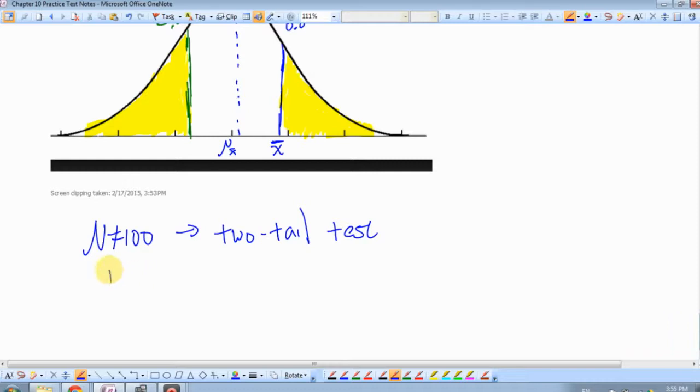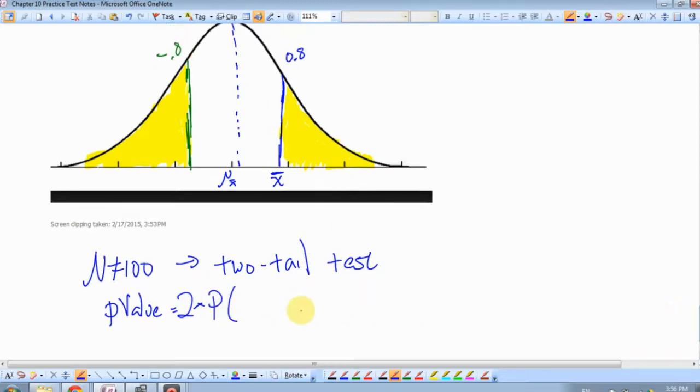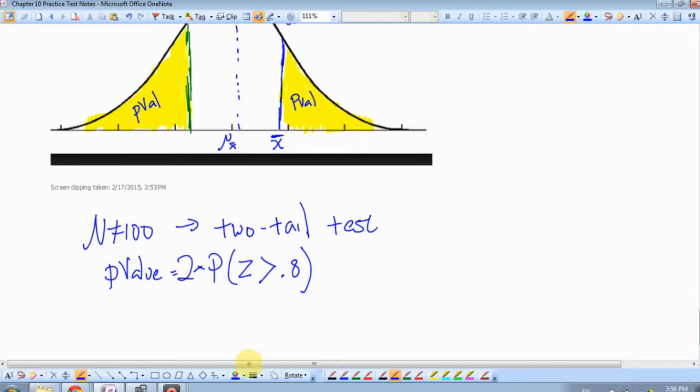So the p-value is going to be equal to 2 times the proportion of each tail. So this is the p-value, both of these together. And that's just with that formula, adding it together. So we have to compute that with a calculator now.